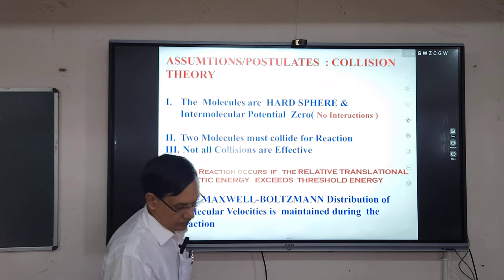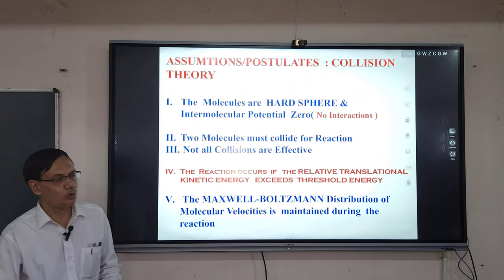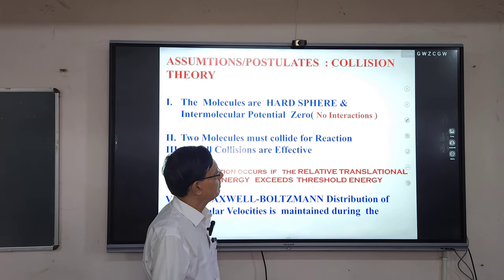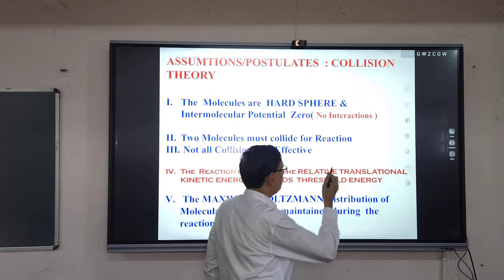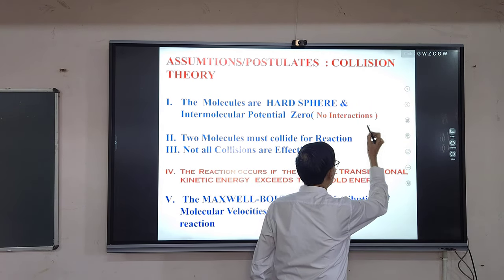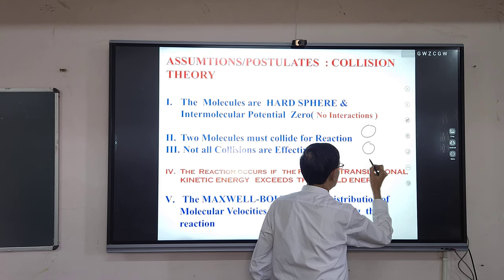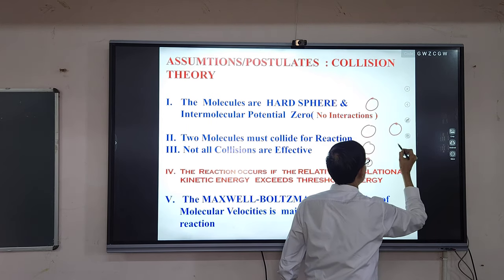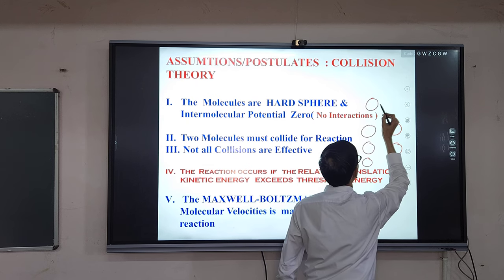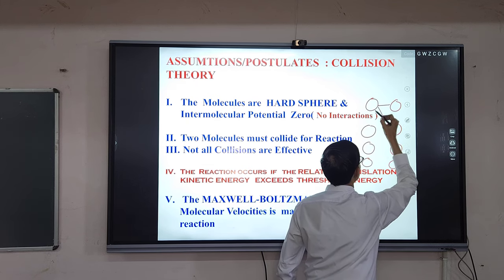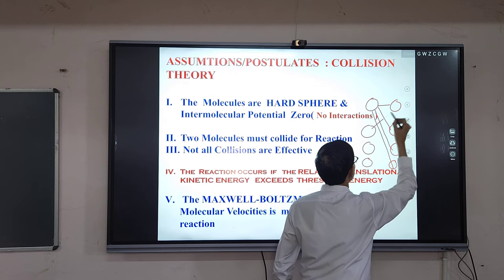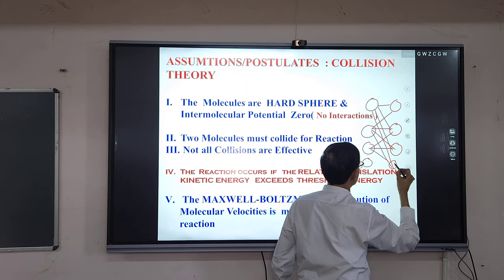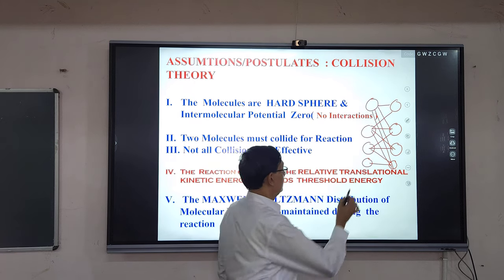Now, if I talk about the postulates of the collision theory, they assume that there must be some collisions. If I am talking about different types of molecules, it's a simple thing that there must be some collision. This collides with this, this collides with this, different types of collision, number of collisions.